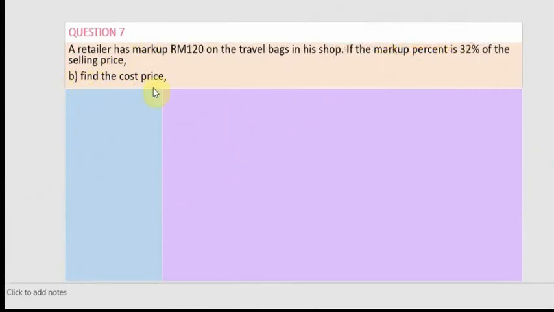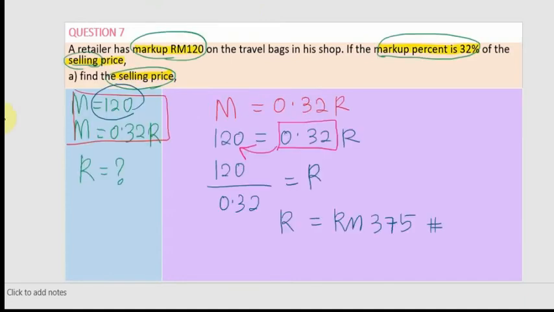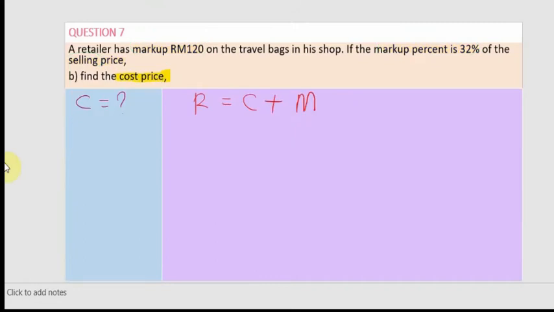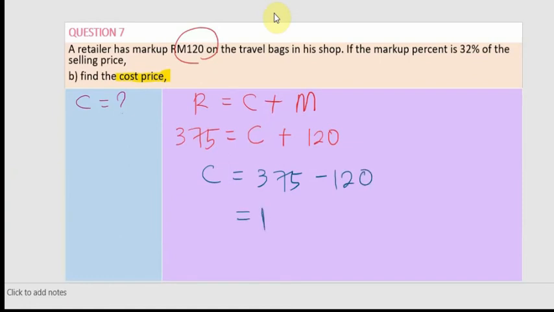For question B, find the cost price. Okay, untuk soalan ini kita nak cari cost. Okay, so what is C? From retail equals to cost plus markup. Okay, retail 375. So masukkan di sini 375 and C for cost and markup is 120. So what is cost? Cost is 375 minus 120. So our cost is RM255. So this is for question C.